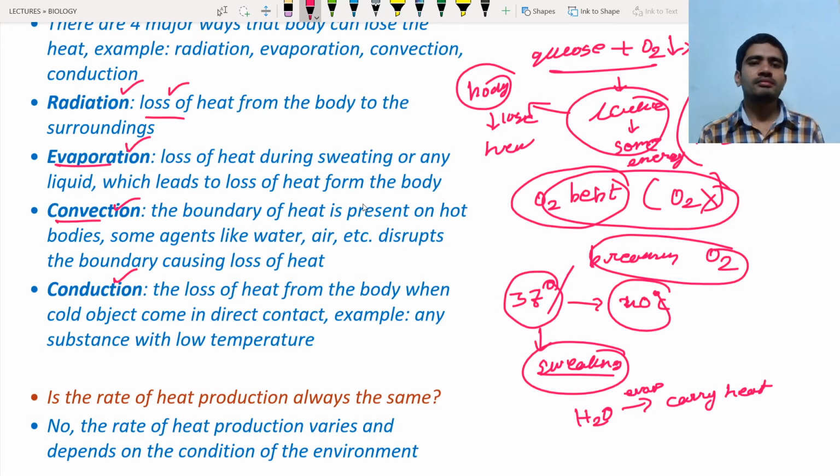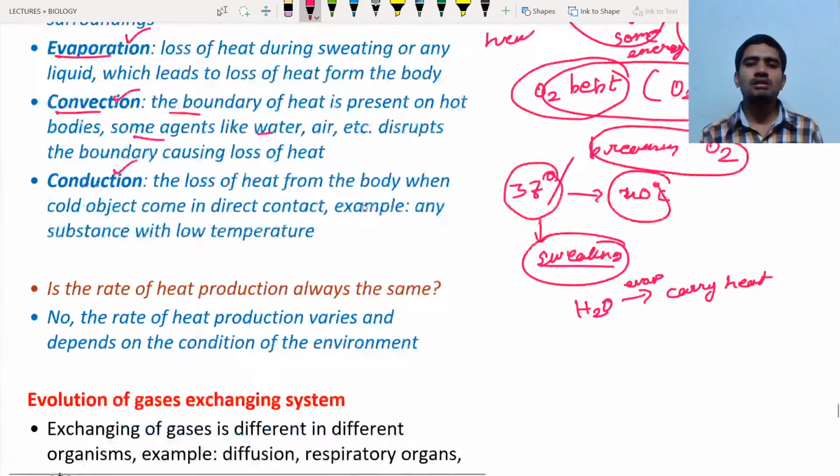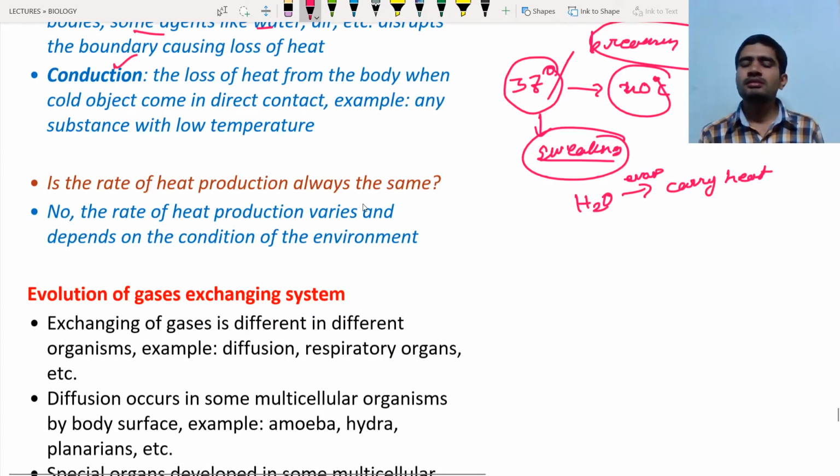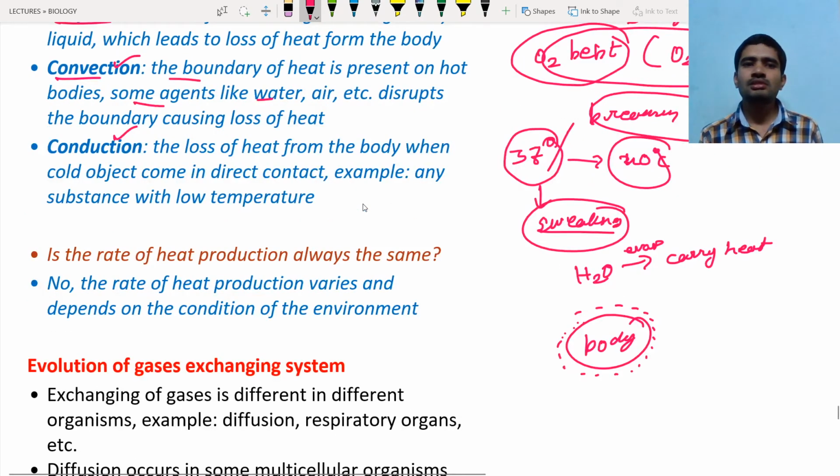Next is convection. It is a boundary layer of heat that is present on hot bodies, and some agents like water or air disrupt the boundary, causing the loss of heat. For example, let us consider this is the body. Above the body there is a layer of heat. This layer contains some amount of heat, and it will be washed away, taken away by agents like water.